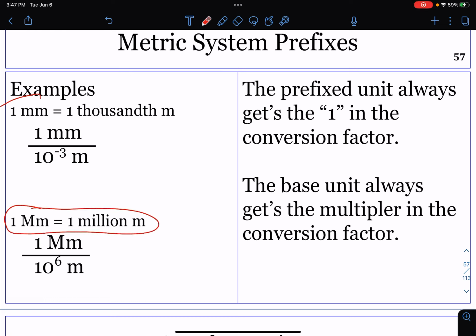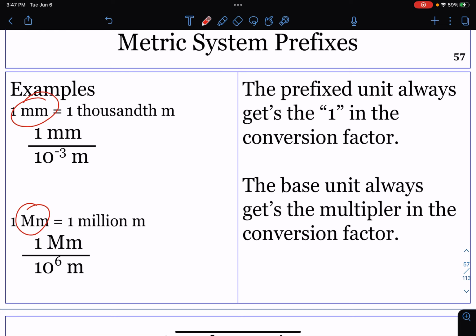So let's look at this one. We have 1 capital M little m is equal to 1 million meters. Notice that whether we write this as a capital or lowercase here and capital here, they mean two very different things. So in chemistry, you need to watch your capital letters and lowercase letters, and your handwriting should distinctly show the difference between capital and lowercase. Otherwise, you could get something very mixed up.